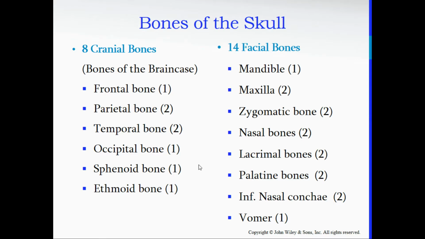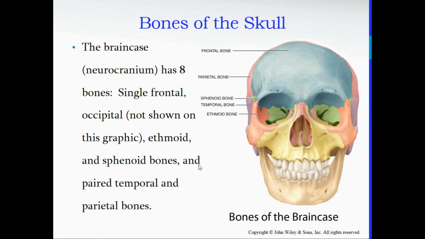There are 14 in your face. The mandible and the vomer are the only ones in your face that are not paired bones. All of the others are paired, such as the maxilla, the zygomatic bone, the nasal bones, the lacrimal bones, the palatine bones, and the inferior nasal conchae are all paired facial bones.